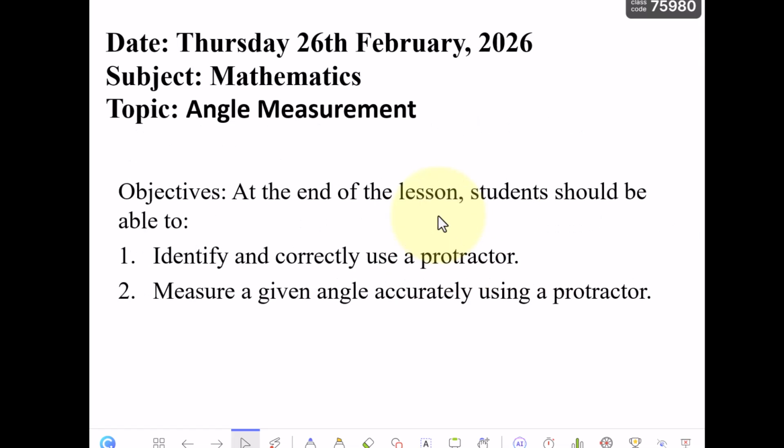First, we should be able to know what a protractor is. We should be able to identify it. So I showed us a protractor in the class. It's in the math set. That tool that has a semicircle shape. That is what we call a protractor.